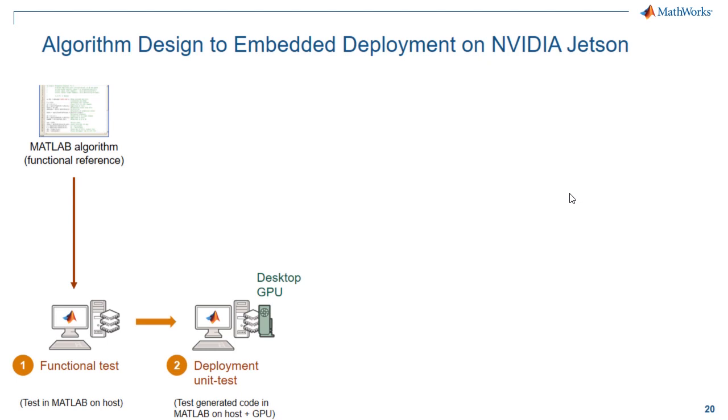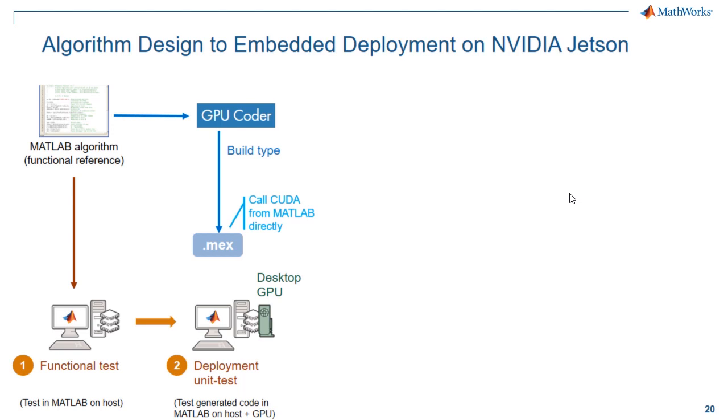So once you go through and make sure everything is performing as you expected, one of the next steps you might want to do is take a look at unit tests. In this case, if you have access to a GPU on your desktop, then one of the first things you can do is get your algorithms to run on your desktop GPU. So at this point, you can use GPU Coder, and there's something called a build type option. What that does is it tells GPU Coder, hey, you should generate code for something called a MEX file. MEX files are executables that can operate within MATLAB.